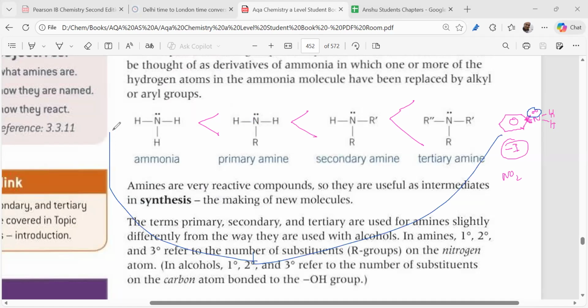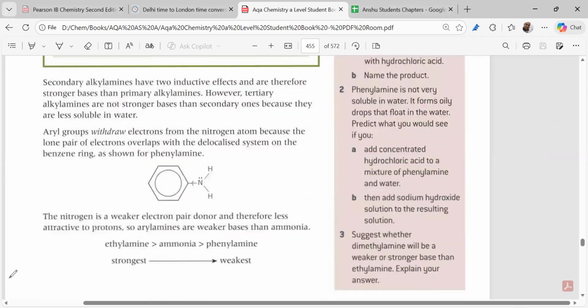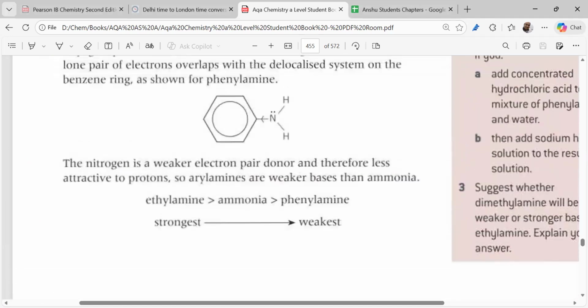Phenylamine will be coming here because it will be pulling away the electron pair. So that's a very important part. Whenever we are talking about the strength of the nucleophile, it is very, very important. You need to know how the electron pushing and electron attracting things are happening. So phenylamine is the weakest and ethylamine will be the strongest.